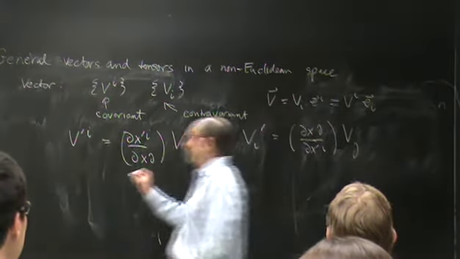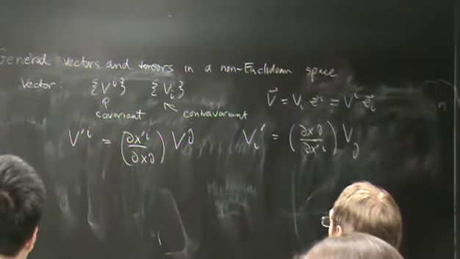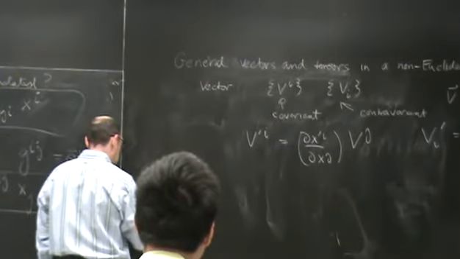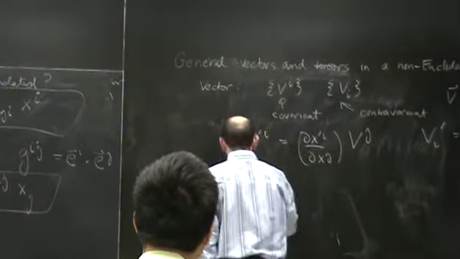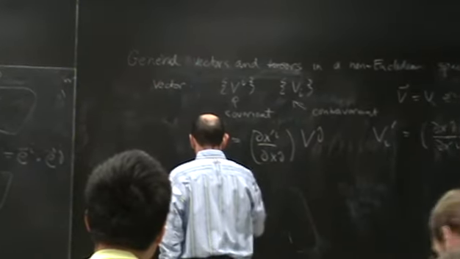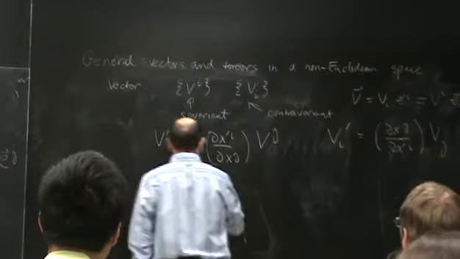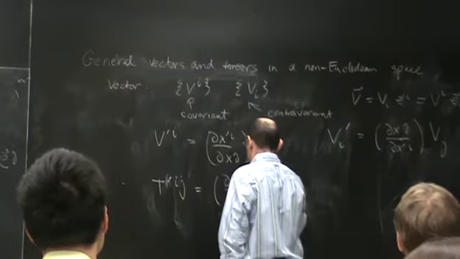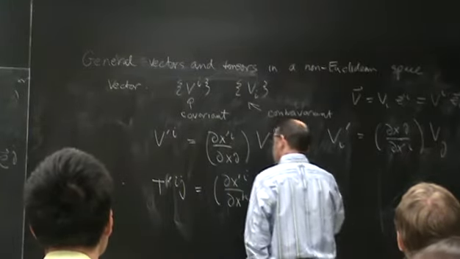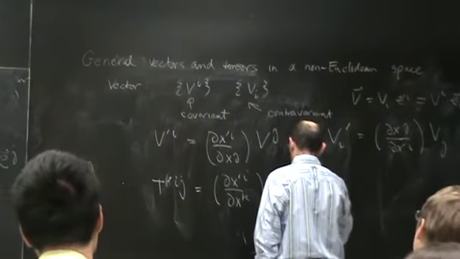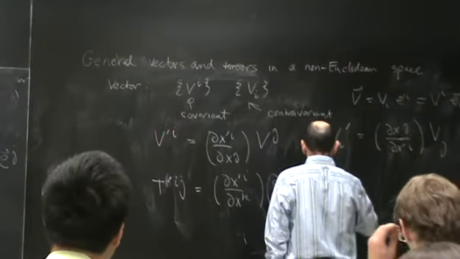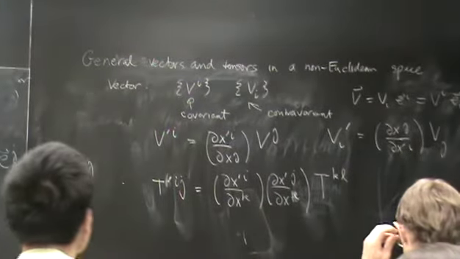We can talk about tensors. Tij is a rank 2 tensor. And with respect to a new basis, the components of that tensor transform where each component transforms according to a transformation matrix.